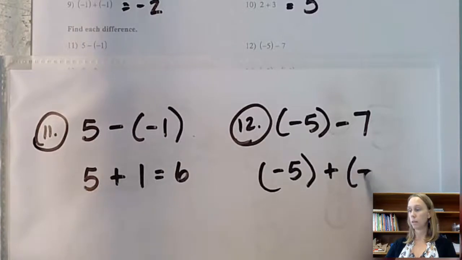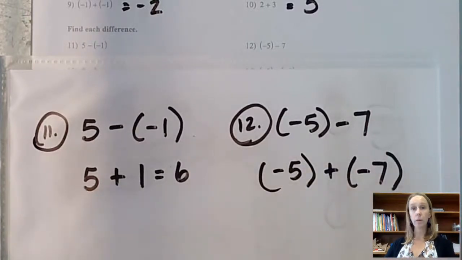So again, if you think about the number line, you're starting at negative 5 and you're moving down the number line or in the negative direction. So it's the same thing as negative 5 plus negative 7, which is negative 12. And I don't think you can see that.